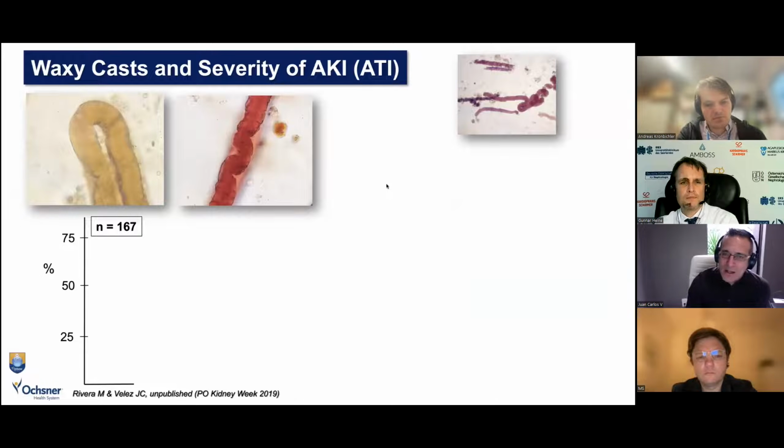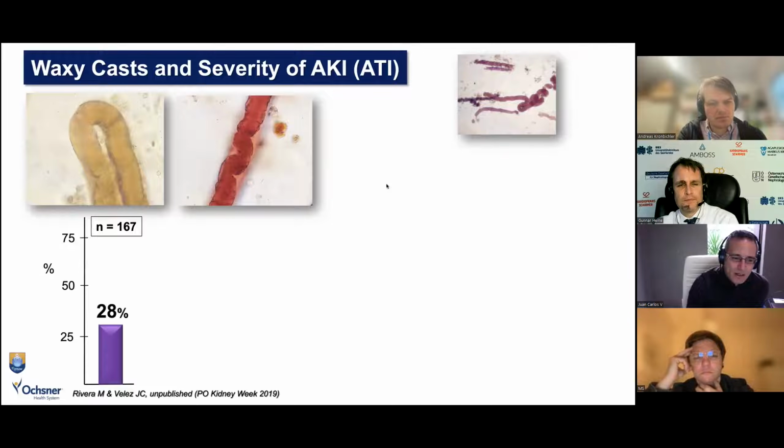Waxy casts are another interesting finding. They are characterized by a brighter appearance with birefringent and noticeable edges. Sometimes they have cracks. They can appear straight. Sometimes they can appear with cracks in the edges, or even convoluted, as the ones shown in those images.